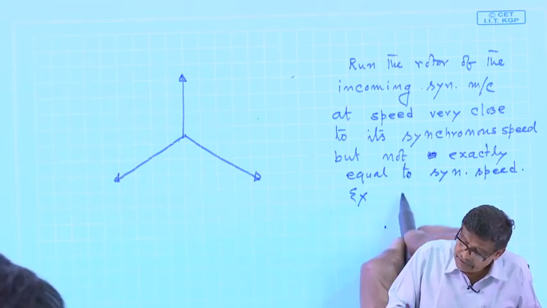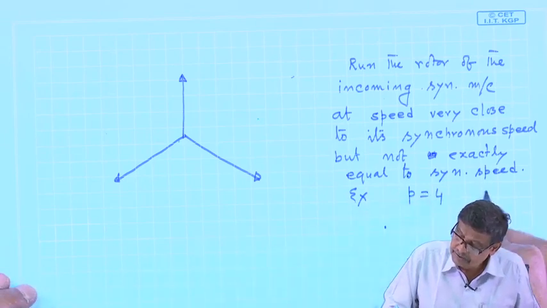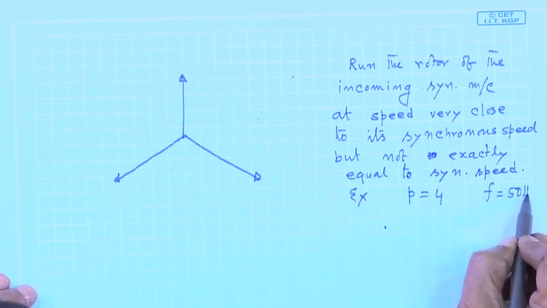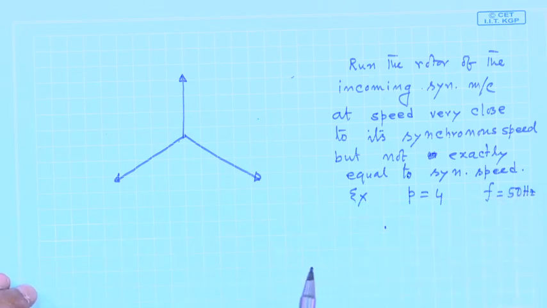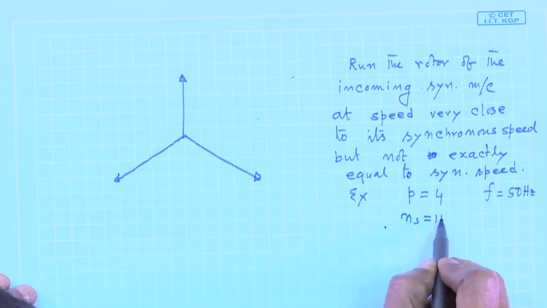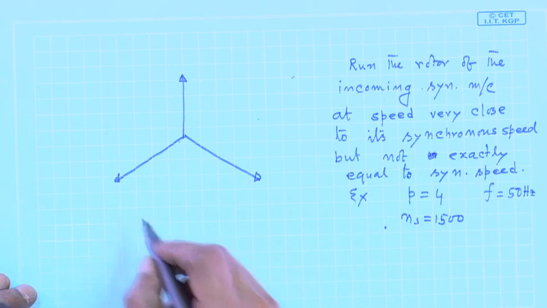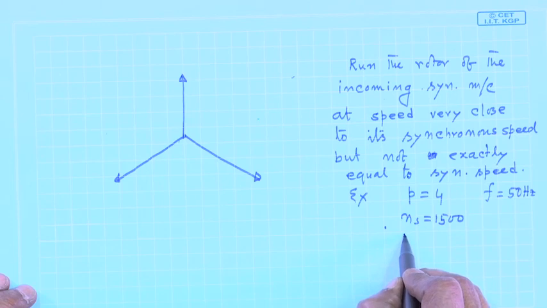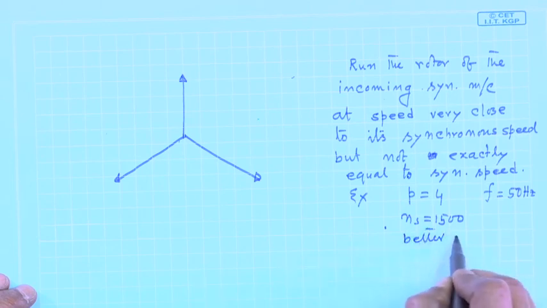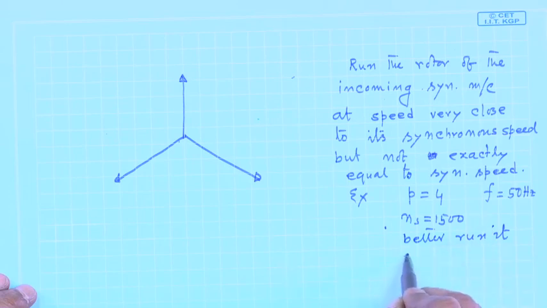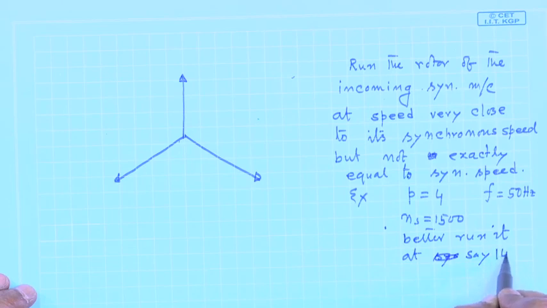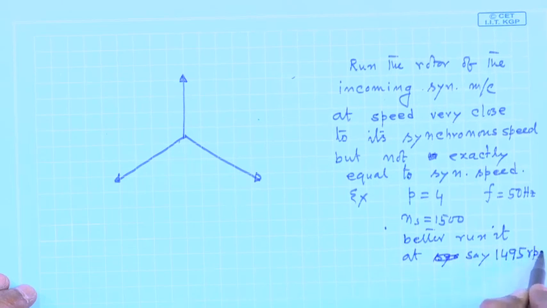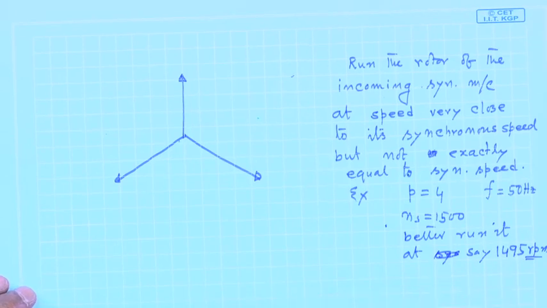Example, if P is equal to 4 for the machine, and f is equal to 50 hertz you want to generate, I am telling you do not generate exactly 50 hertz. What you do, you run the machine, so synchronous speed is 1500 rpm. Now, with the help of the prime mover, you may run the machine, better run it at, say, 1495 rpm. So, frequency will be close to 50 hertz, but not exactly 50 hertz.